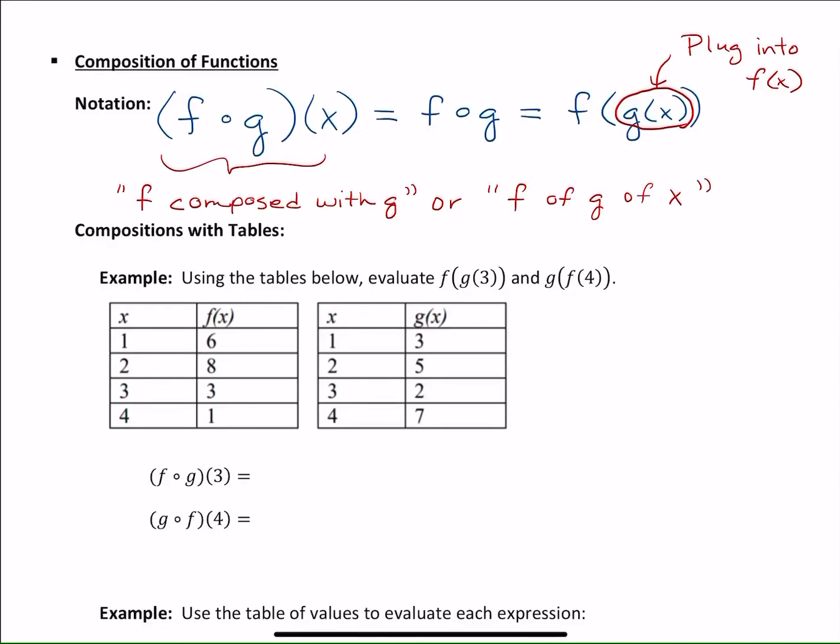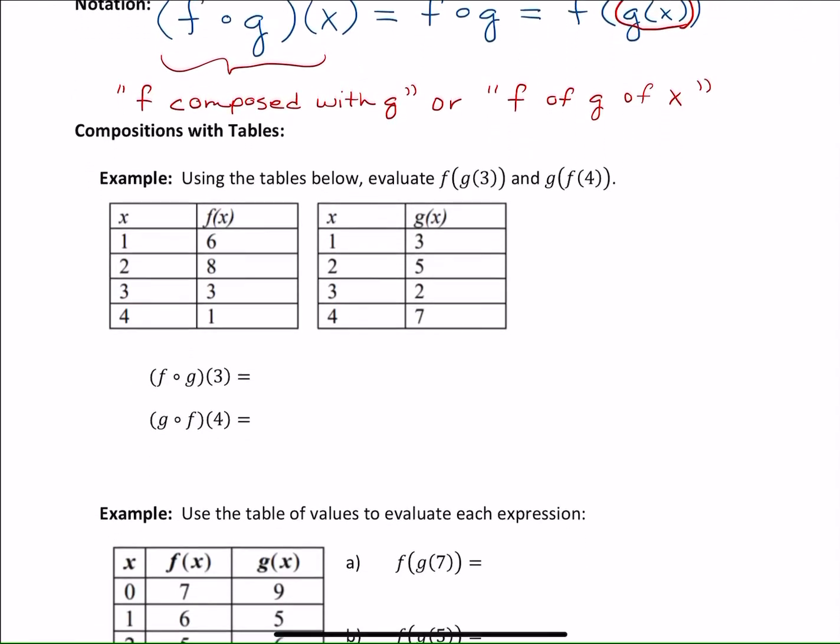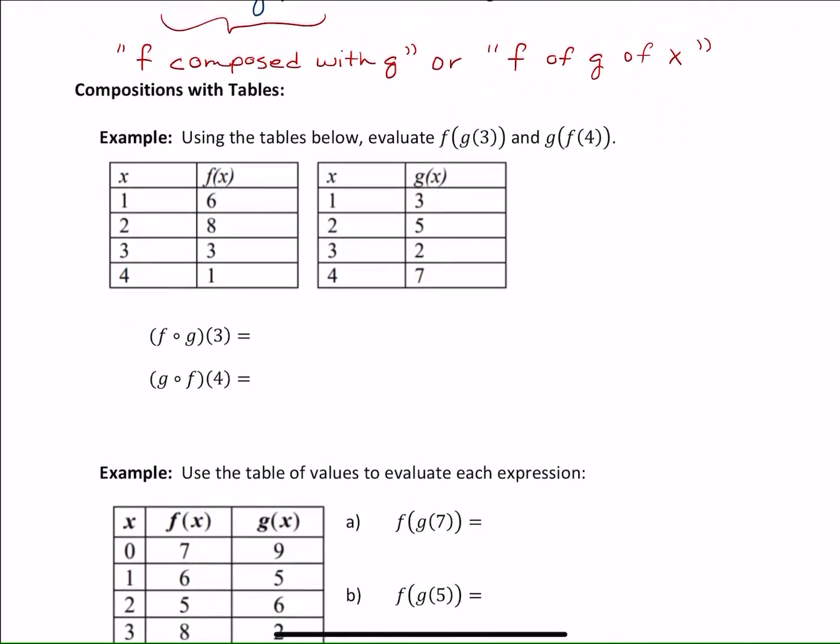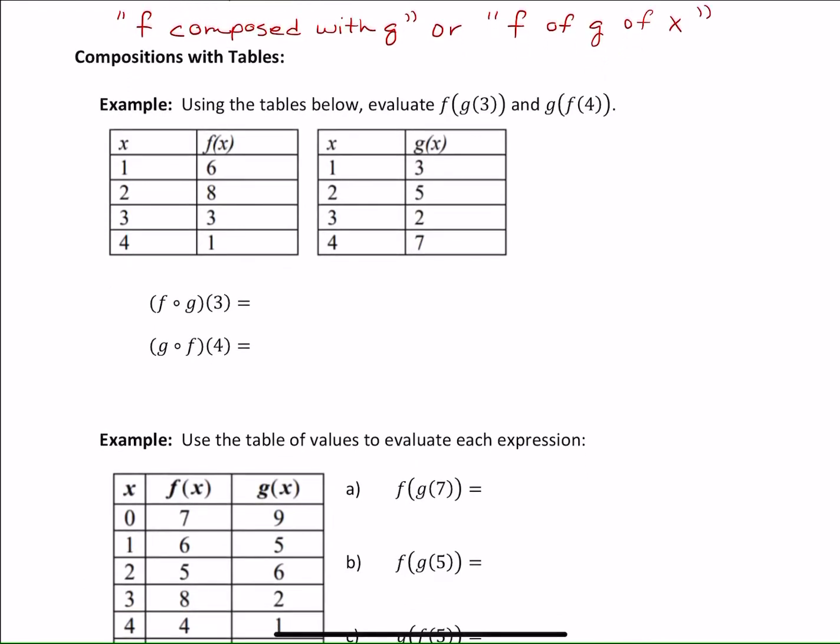So first, let's look at how you do compositions when you're given a table. This first one says evaluate f of g of 3 and g of f of 4. The first thing you're going to do is start from the inside and work your way out. So here we've got f of g of 3, and we're going to start with g of 3.